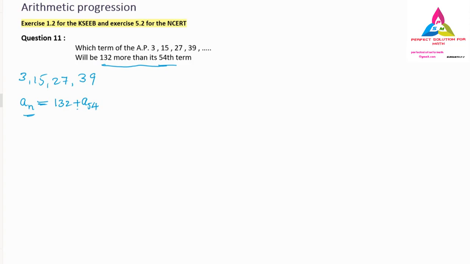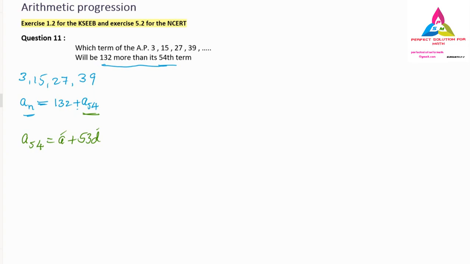So I have already written the solution, that an is equal to 132 plus A54. So first we have to find A54, which is very important. If we know A54, then we add that value to 132 and find that term. To find A54, what do we need? A54 is nothing but A plus 53D. So we need the A value and the D value. How to find that A and D?